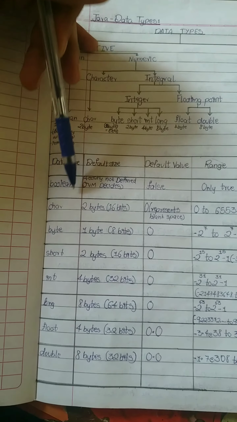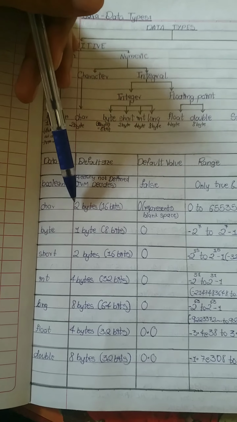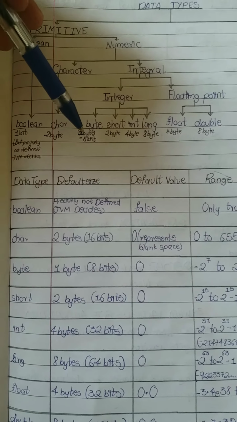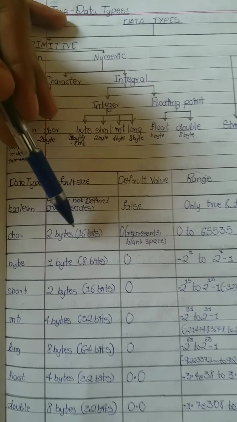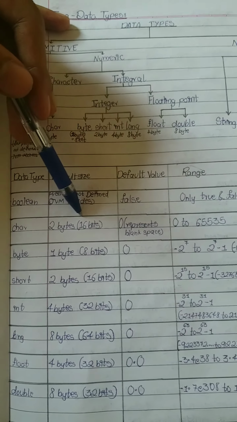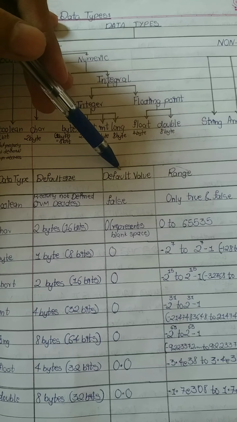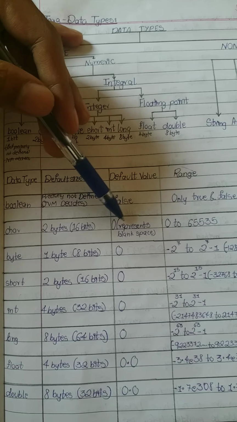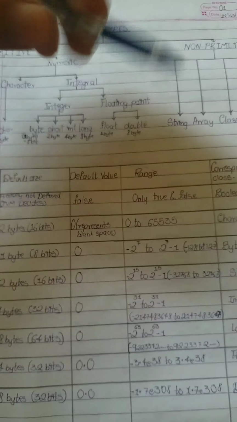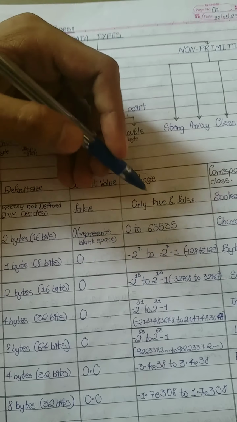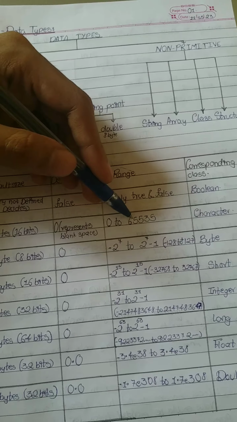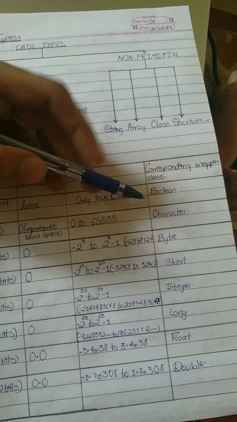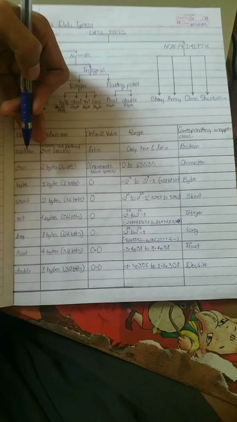Next we have char. Character's default size is 2 bytes. I told you 1 byte is equal to 8 bits, so 2 bytes is 16 bits. So char is of 16 bits. Its default value, अगर हम लोगों ने value provide नहीं की तो it will be considered as a blank space, 0. Range is from 0 to 65,535 and its corresponding wrapper class is Character.